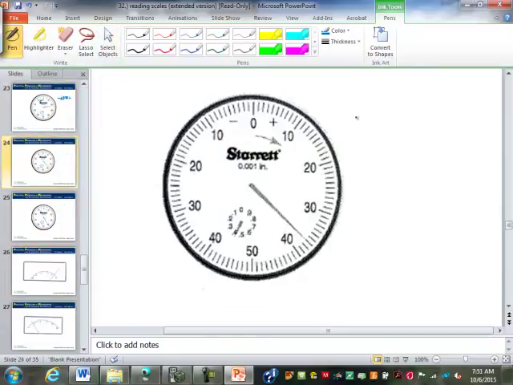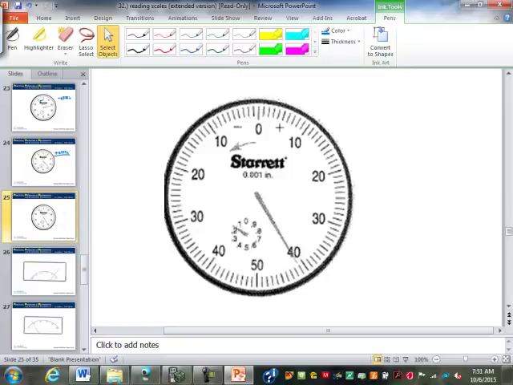This one, positive or negative? Positive. 0.4. 0.437. And this one, negative. Oh, 59, you're right. So negative 0.159 inches.